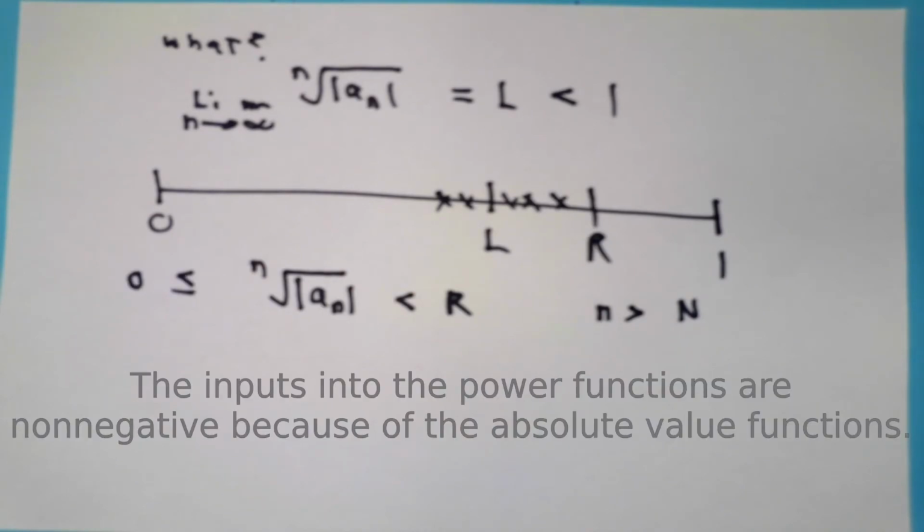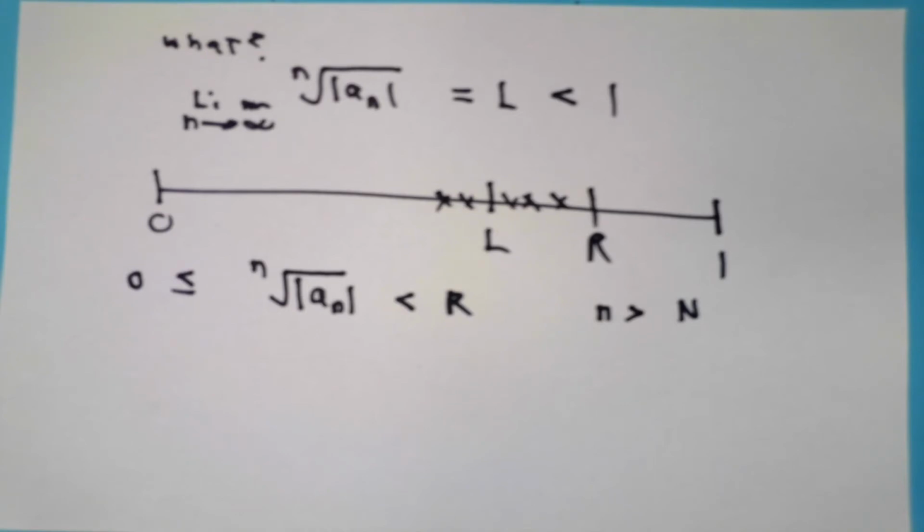Also, the squaring function, the cubing function, the fourth power function, and all such things are increasing as I increase the input. So I can raise each one of these numbers to the nth power without changing the ordering of the results. 0 to the nth power on the left, the nth power of the nth root of absolute a_n in the middle, and r raised to the n power on the right. The absolute value of a_n is trapped between 0 and r raised to the n power.